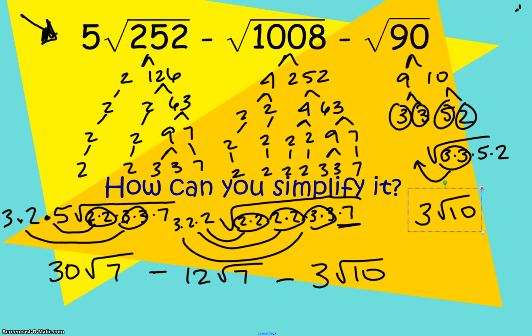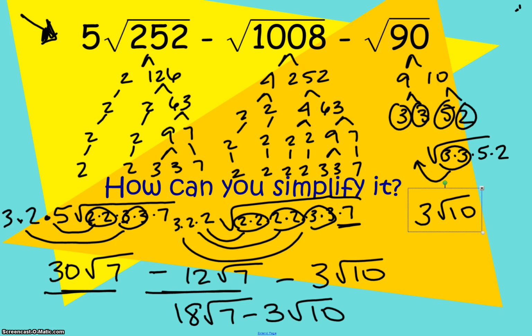Now, combine like terms. 30 square root of 7 minus 12 square root of 7 is going to be 18 square root of 7 minus 3 square root of 10. And that would be your answer. Remember, you cannot combine square root of 7 and square root of 10.